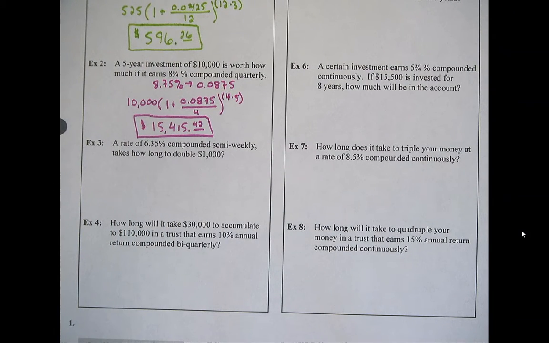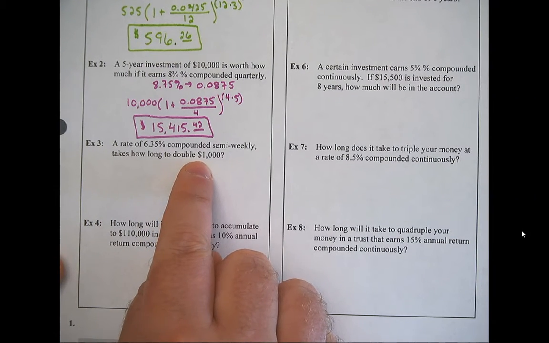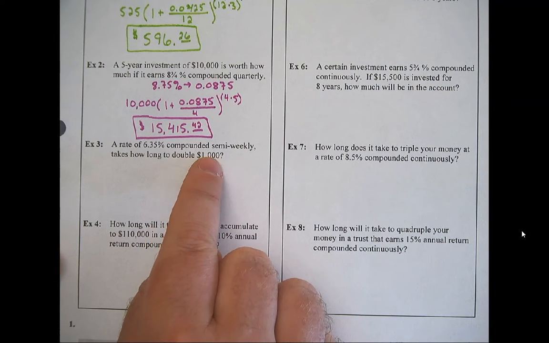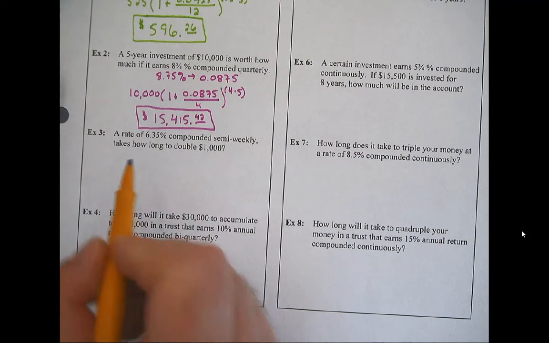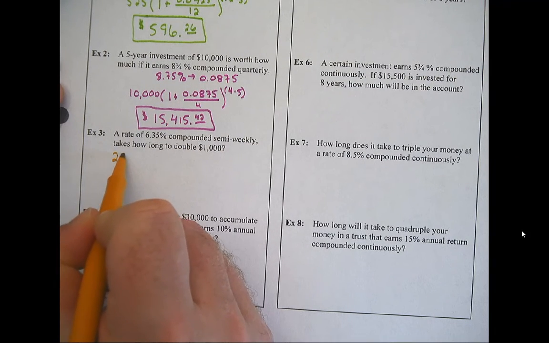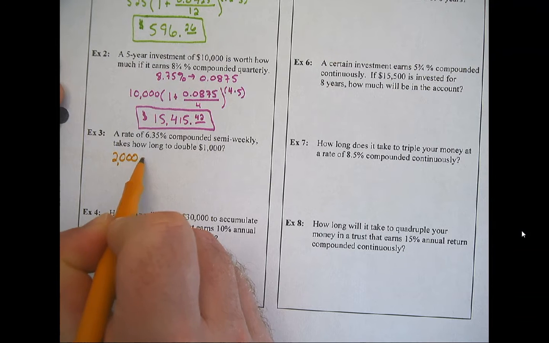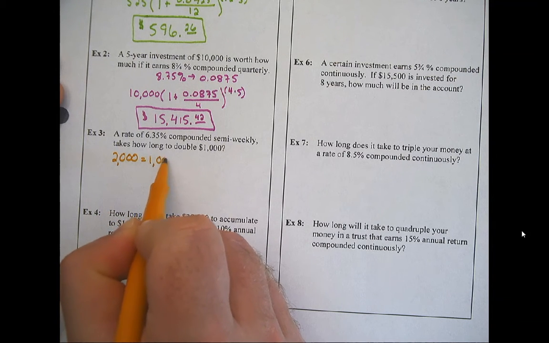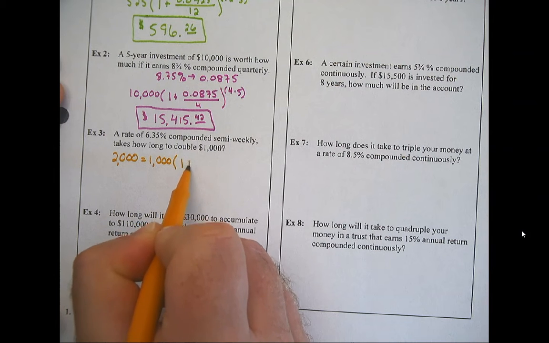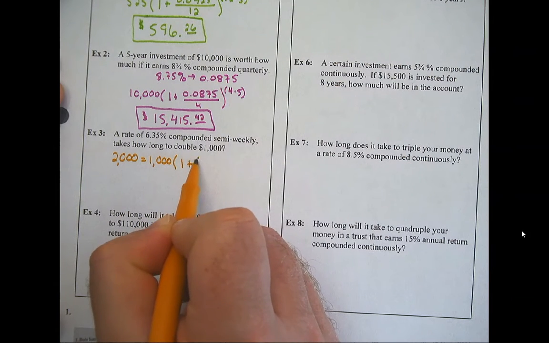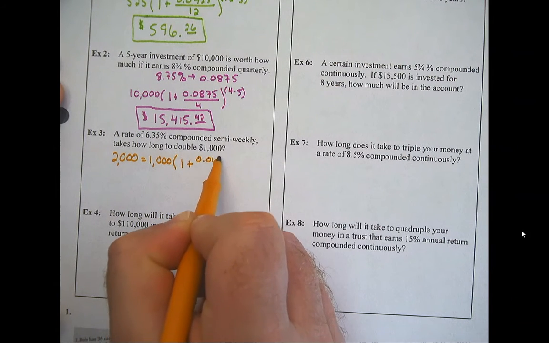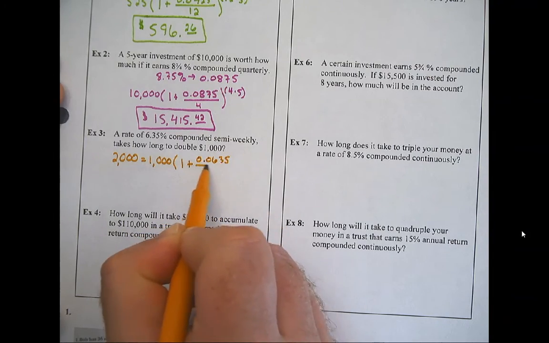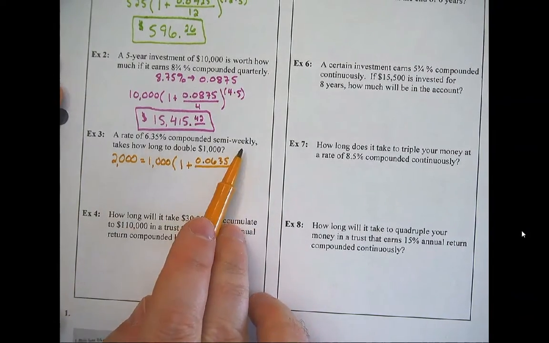So this time I'm going to set up an equation because I already know the amount of money I should have. What should I have at the end if I'm trying to double 1,000? Obviously, I should have 2,000. 2,000 is equal to my initial amount, 1,000, times 1 plus my percentage, 0.0635 divided by, okay, now semi-weekly.